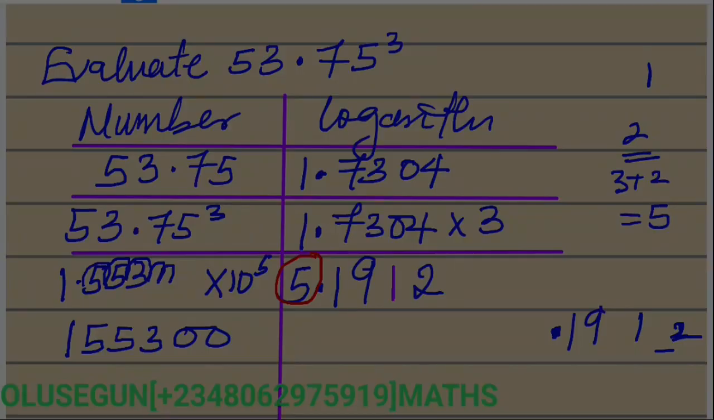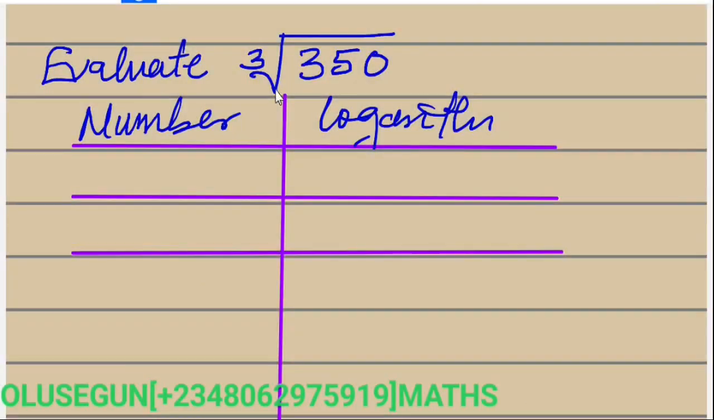So the second example now. So this is the second example. You're able to see this example now. It says cube root of 350. As I've said, we are applying logarithm. So the first thing you are going to write is not cube root. The first thing you are going to write is 350.